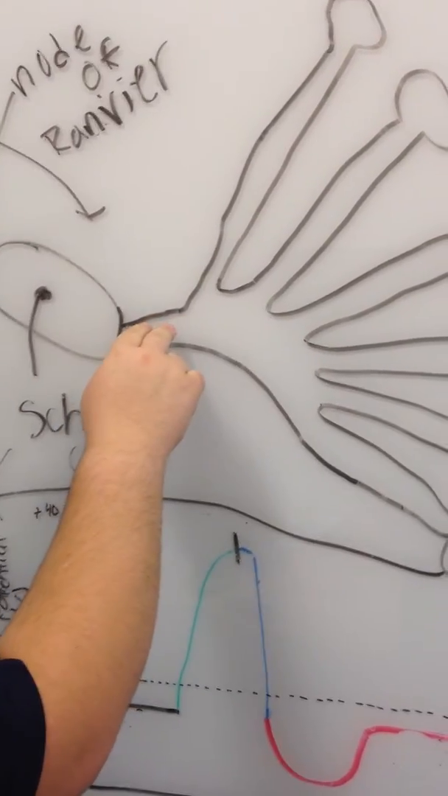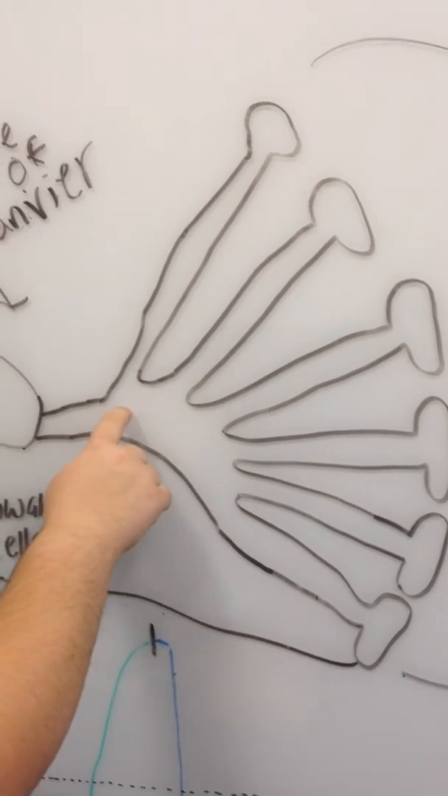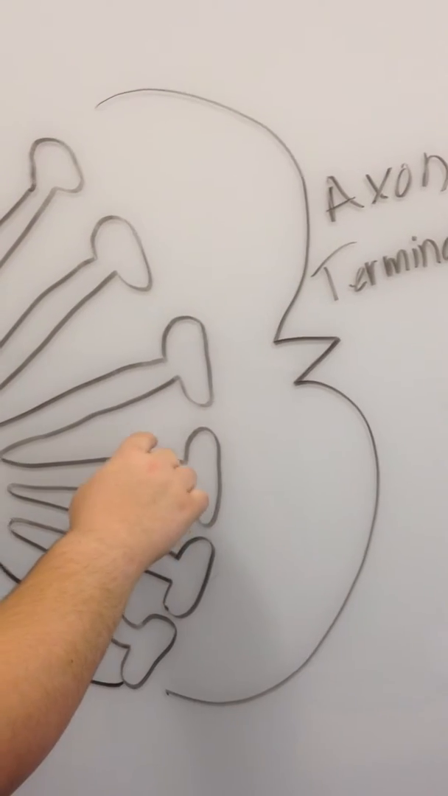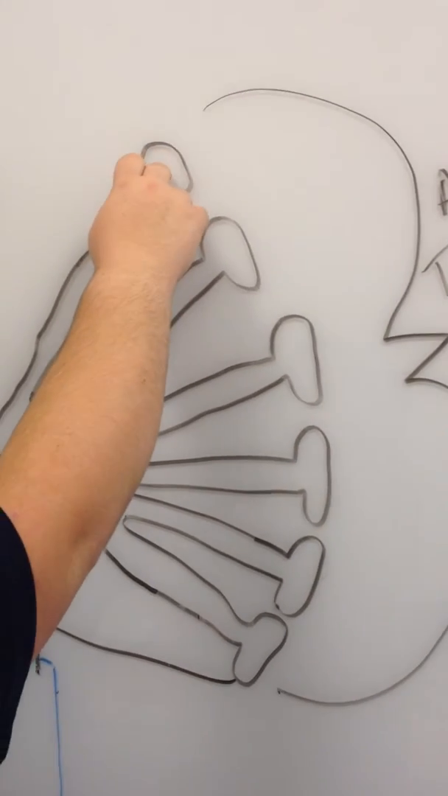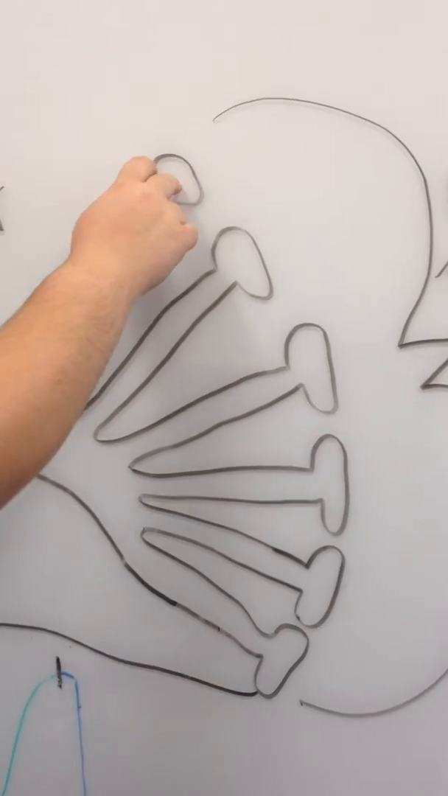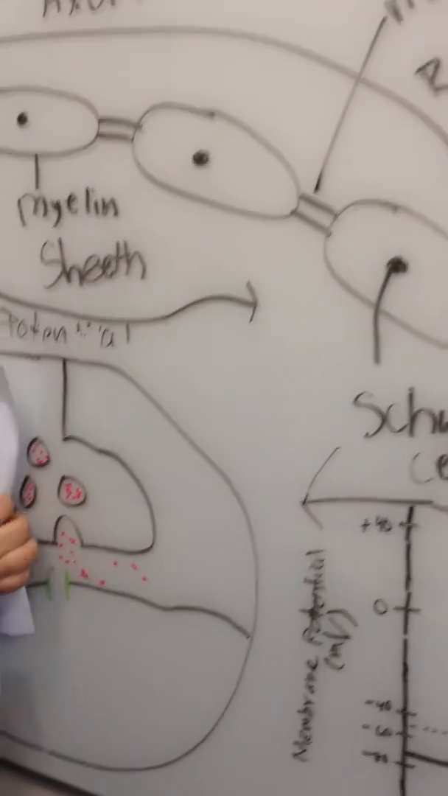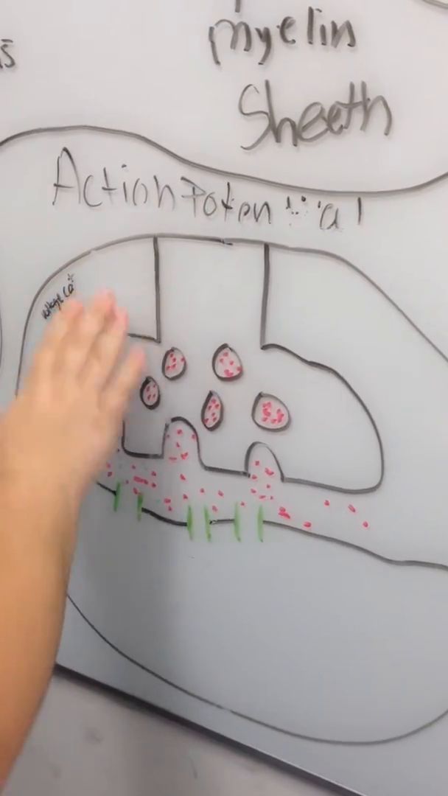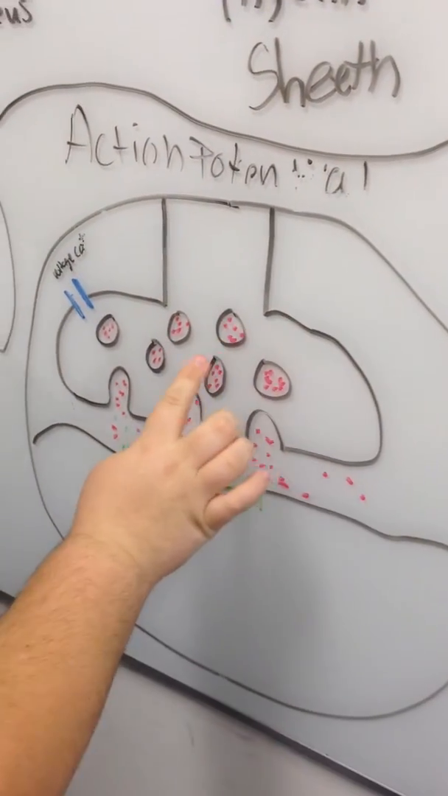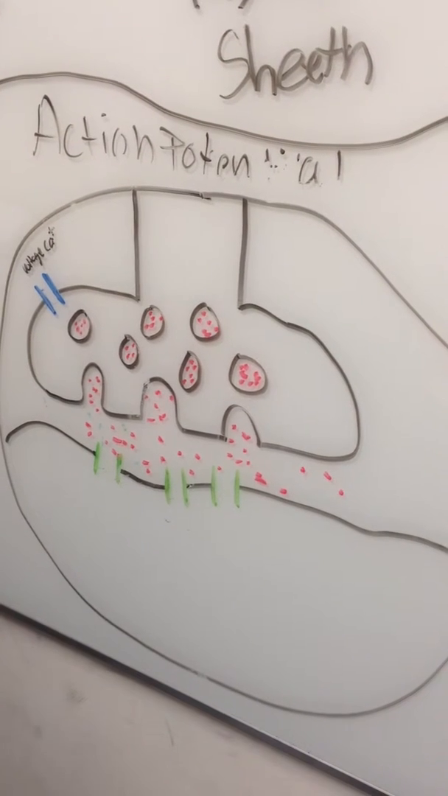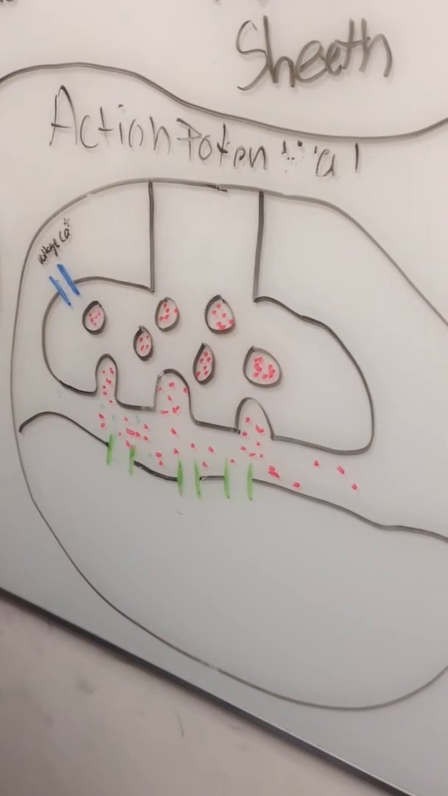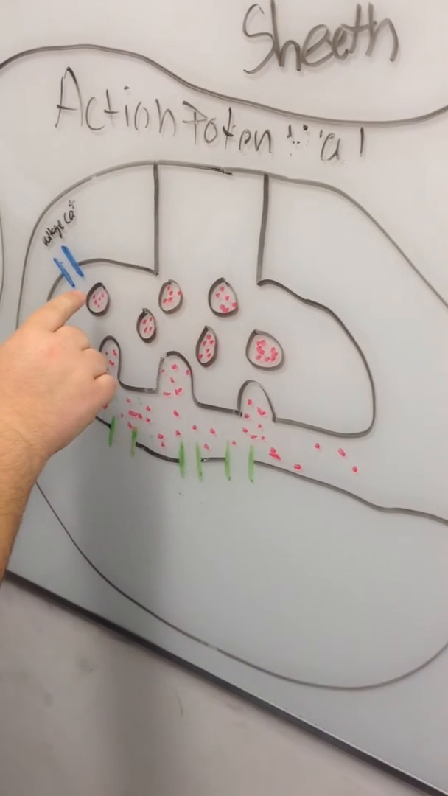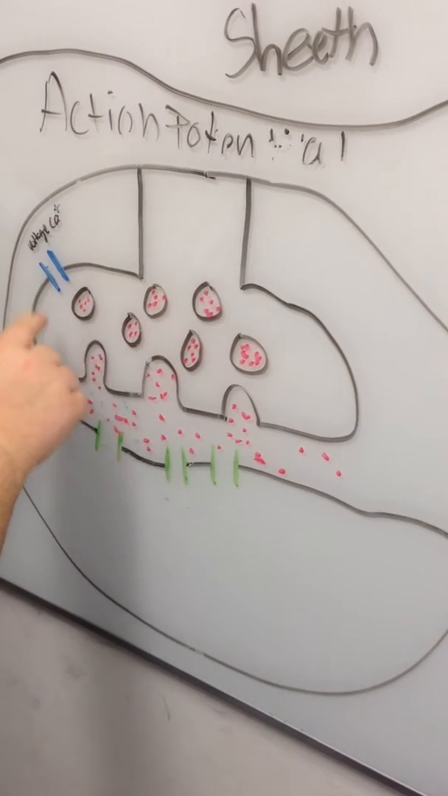Once the action potential reaches the end of the neuron, which are called the axon terminals, once it reaches up here, this here is called the presynaptic cleft or presynaptic area. This is the presynaptic area. The voltage-gated calcium channels are right here. They allow the calcium into the cell, which starts the neurotransmitters.